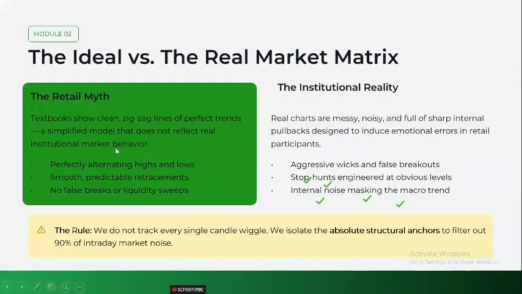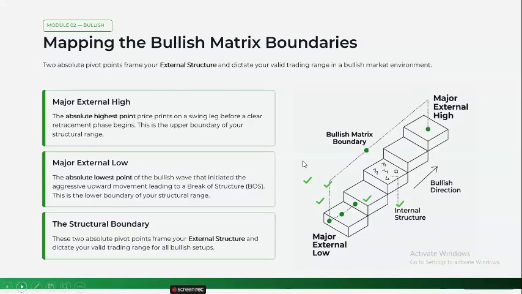Okay, so as I was saying, the retail myth and the institutional reality: charts are messy and noisy, as I've demonstrated, the noise and the messiness that we have in the charts in the real scenario. So this is what I was mapping out: major external highs, major external lows, and the structural boundary. That's what you need to map out.